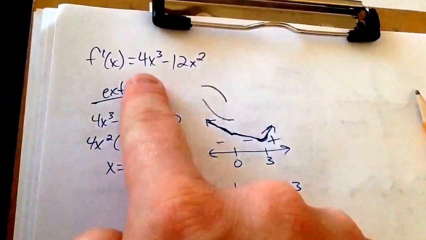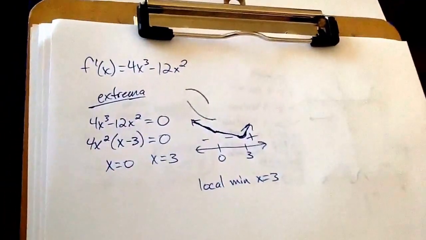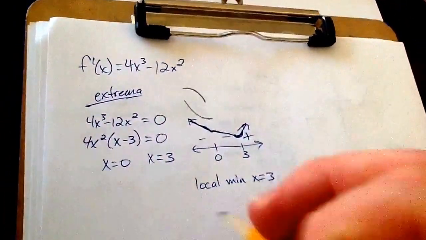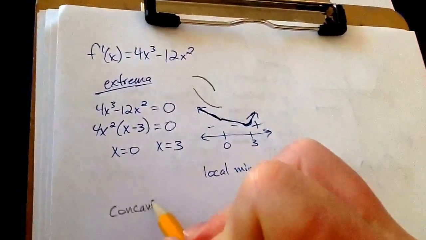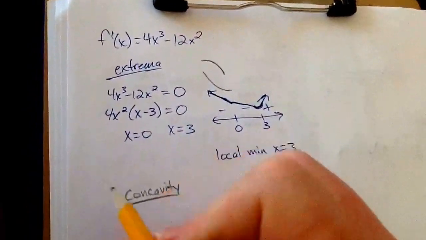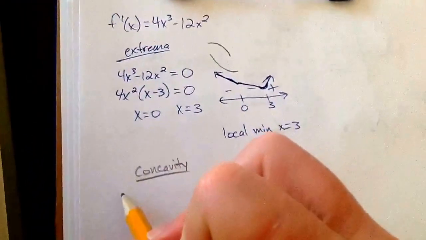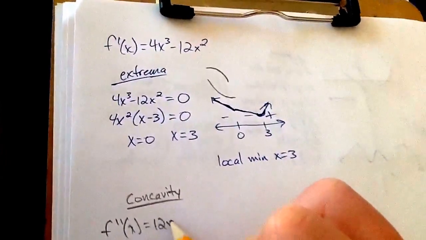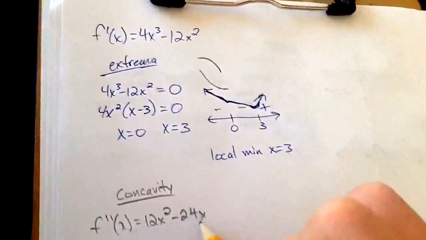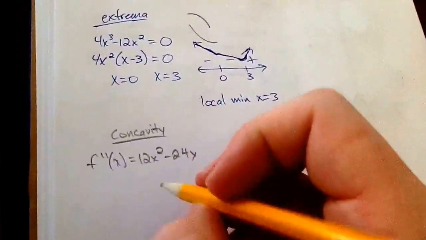That's what we got to do. There's our first derivative. I think you can even do it in a different color so you don't get mixed up between the two. Extrema, you use that. Concavity, use the second derivative. It's going to be 12x squared minus 24x. Set that equal to 0.